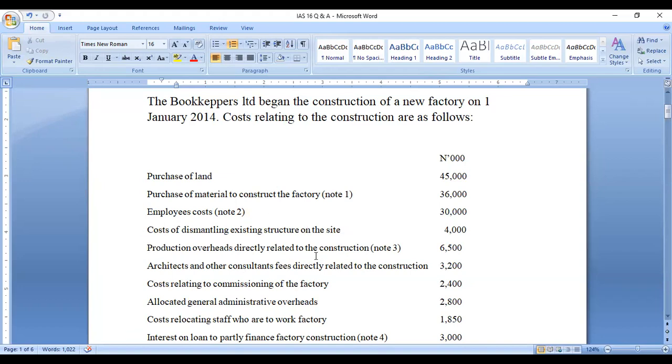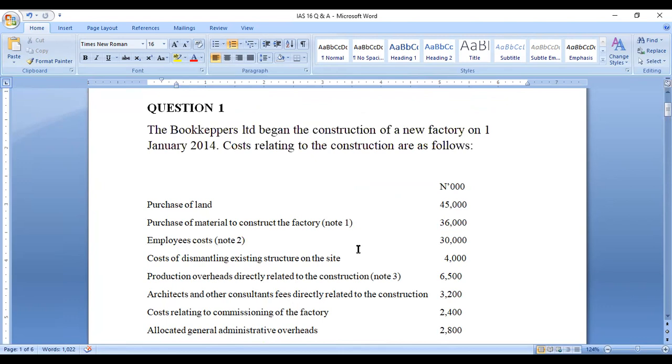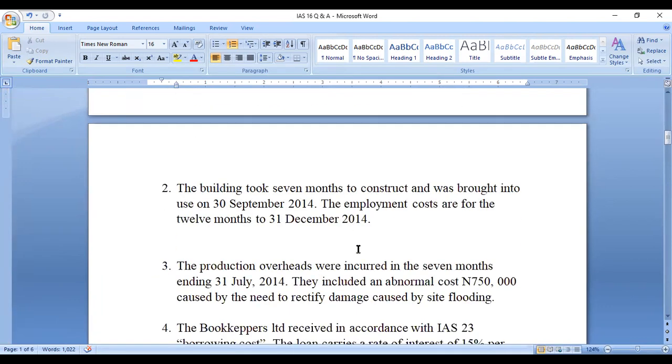How about production overhead directly relating to the construction? Note 3. Note 3 says the production overheads were incurred in the 7 months ending 31st July 2014. They included an abnormal cost of 750,000 caused by the need to rectify damage caused by site flooding. Okay. So what do you think should be done with the 750? Should it be added, should it be subtracted, and why?